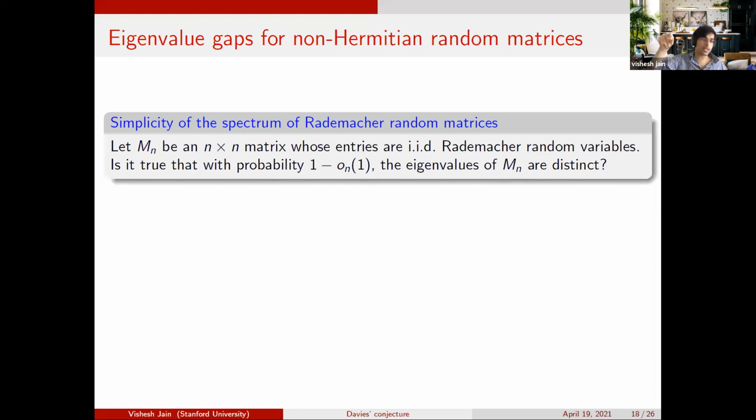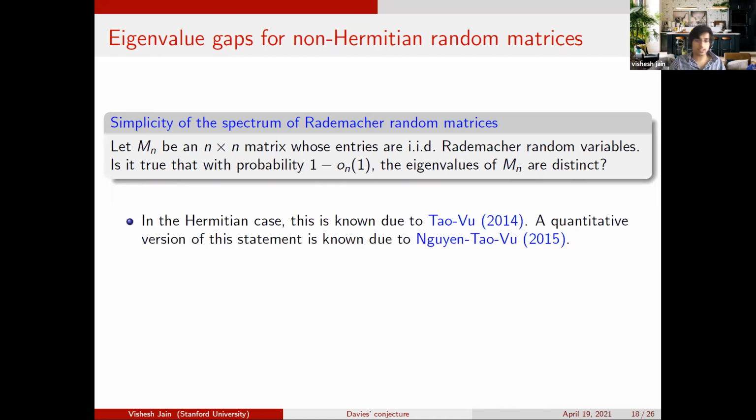So each entry is +1 or -1 with probability 1/2 each. There's a folklore question: is it true that, with probability tending to 1, the eigenvalues of this matrix are distinct? This is just to say that the spectrum is simple, right? In the Hermitian case, this was known due to Tao and Vu. And a big reason it's approachable in the Hermitian case is that the eigenvalues are real.